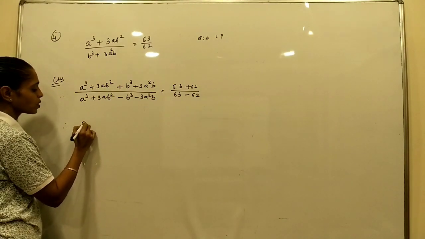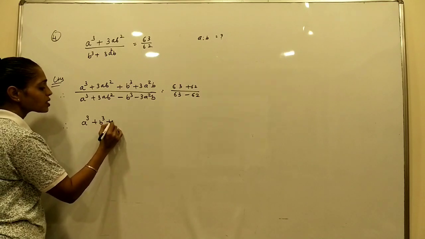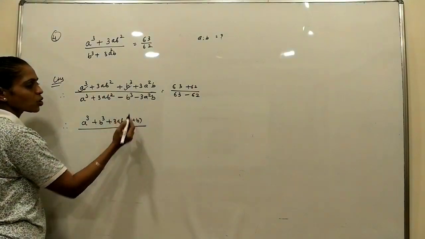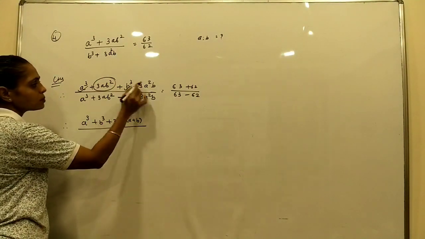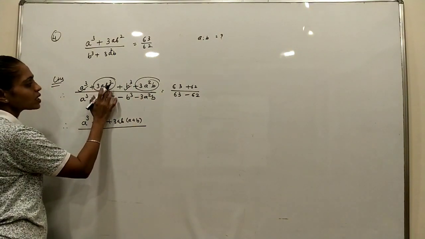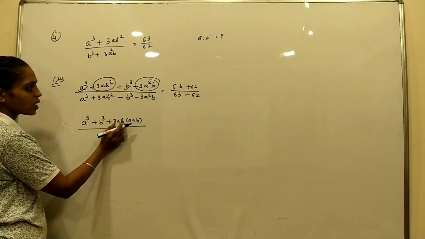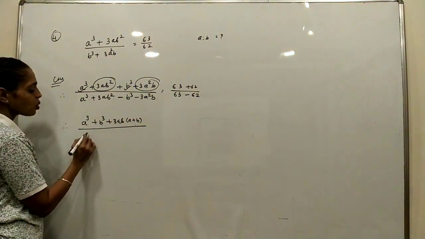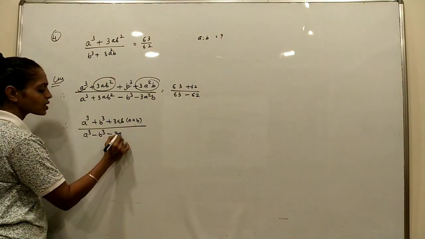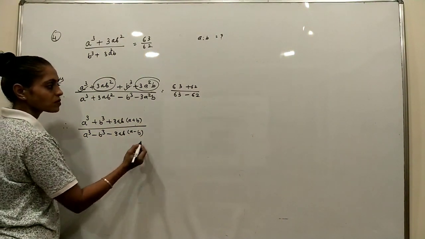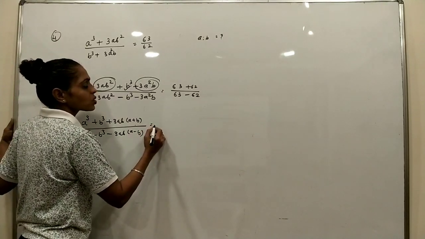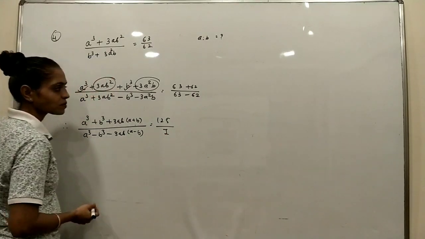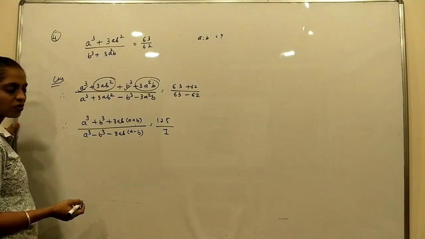And arrange this term. A cube plus b cube plus 3ab into a plus b. How? A cube plus b cube, from these two terms 3ab is common. So a plus b. Got it? And this is the formula of a cube minus b cube minus 3ab into a minus b, which is 125 upon 1. 63 plus 62 is 125 upon 1.